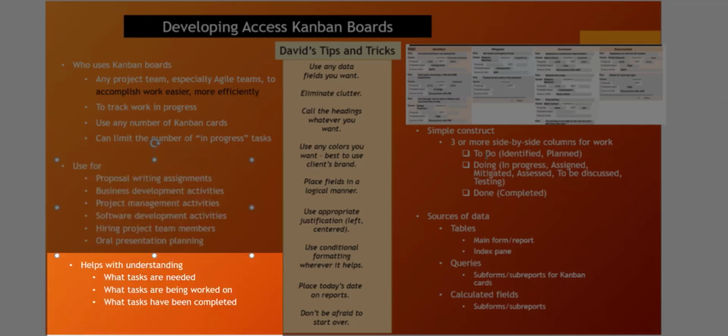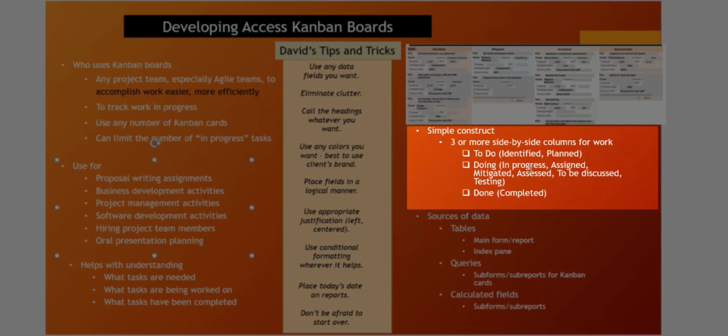So once again, a Kanban board has a simple construct: three columns, create them. The first column to the left is going to be to-do items or tasks. The middle column usually has information about tasks in progress, assigned tasks, mitigated tasks, and so forth. And then the third one is the done or completed column.